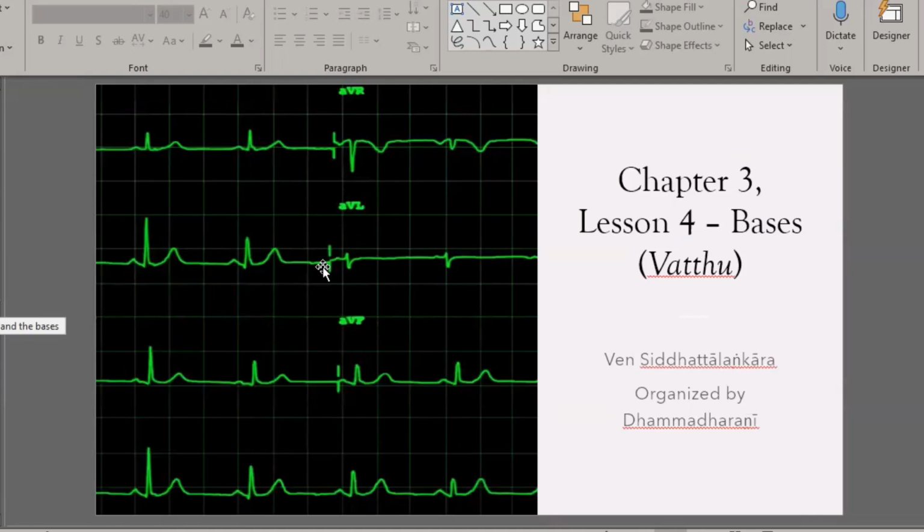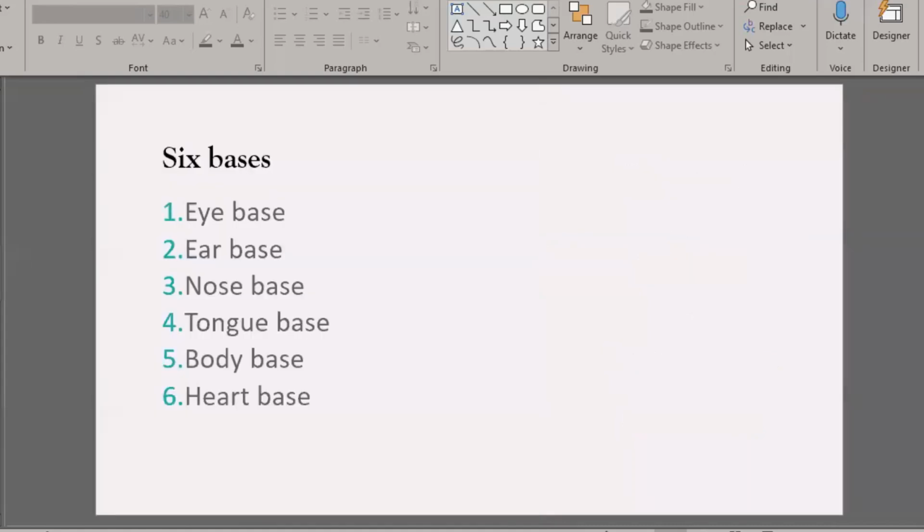So we have to identify what are the Vatthu, what are the bases, and how consciousness arises depending on those bases. And also we should know the bases which relate to the realms. These are the things we are going to discuss today. Now let's move into explaining the bases.